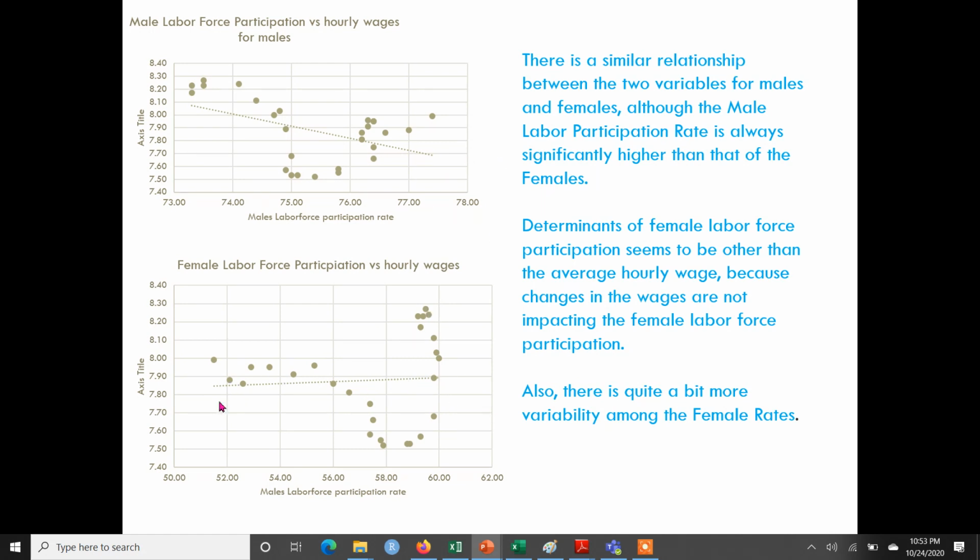So it seems, first of all, irrespective of the downward or upward, if I look at the strength of the relationship between the two variables, the male labor force participation rate seems to be more related to the wage rate for males, whereas this line is less explained by the variation in female labor force participation against the hourly wages.